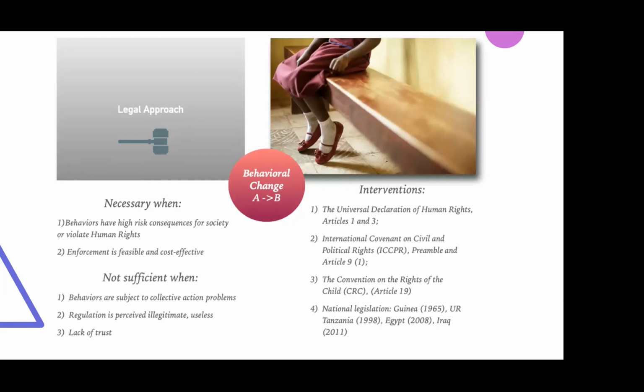And that was the problem with female genital mutilation for all these interventions, okay? There were many interventions: the Universal Declaration of Human Rights, Articles 1 and 3, the International Covenant on Civil and Political Rights, the national legislation like in Guinea, Tanzania, Egypt, Iraq, but still, female genital mutilation is a harmful practice against human rights that is still done in specific countries.